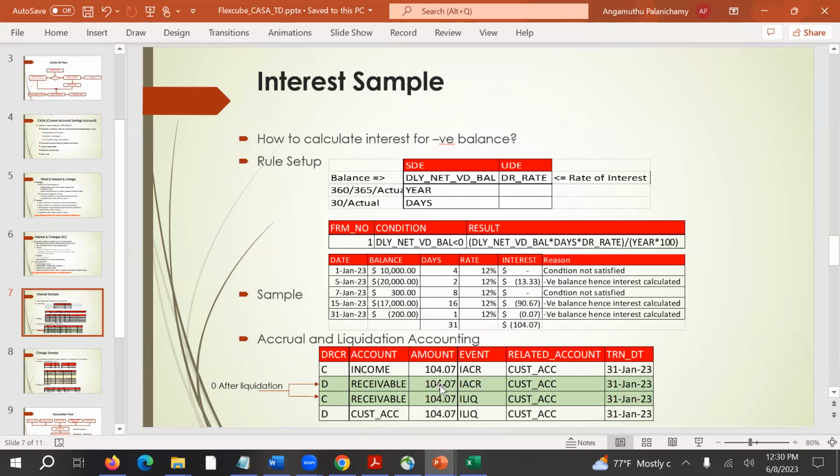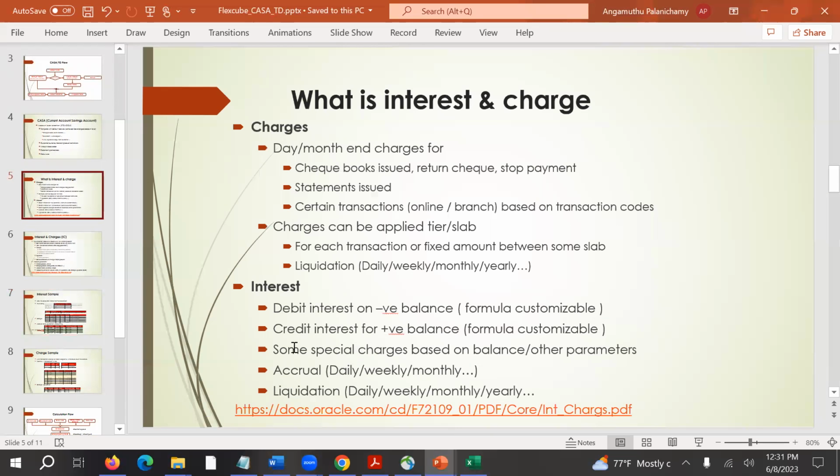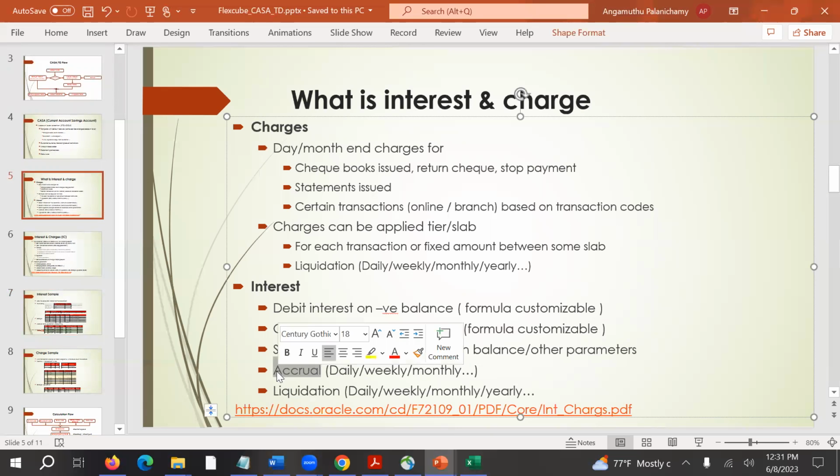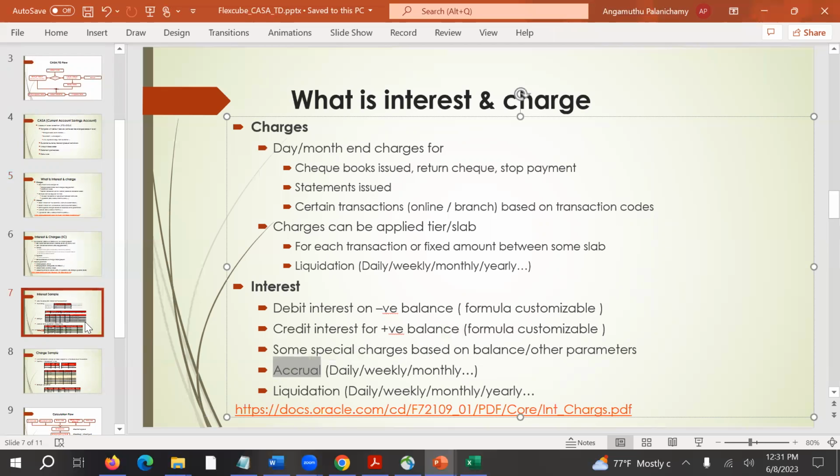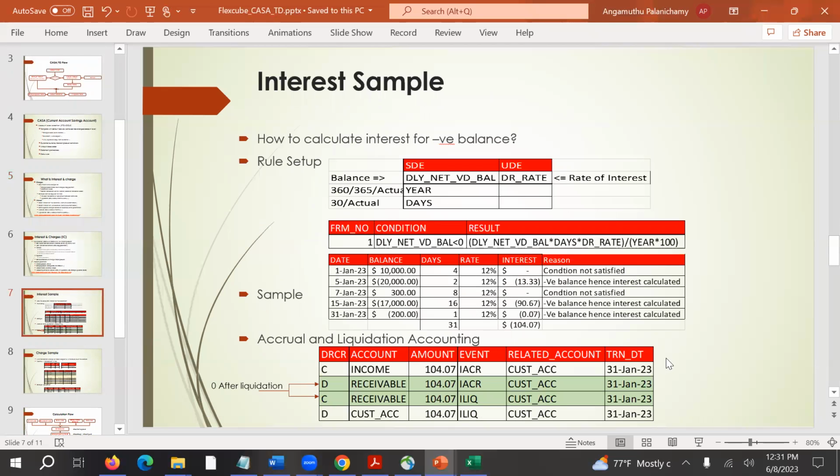But during the accrual, this will have the balance. This income I'm recognizing every day or every week, based on the accrual frequency. Do you have any doubt in this accrual? I'm sure it's difficult to catch up the first time.